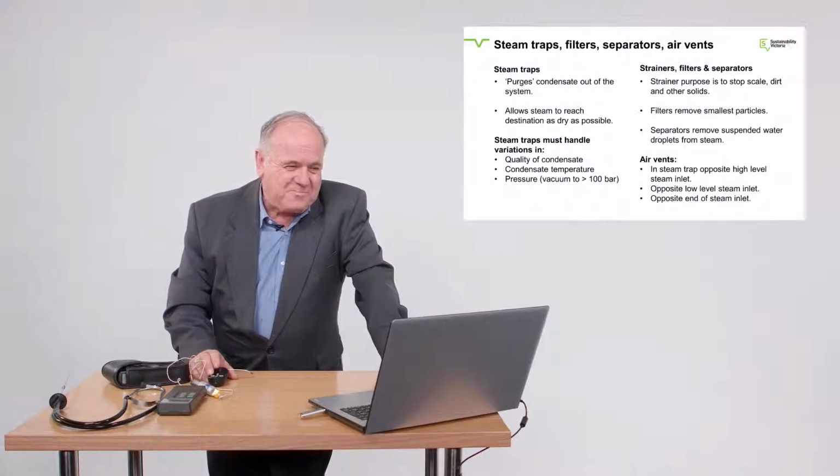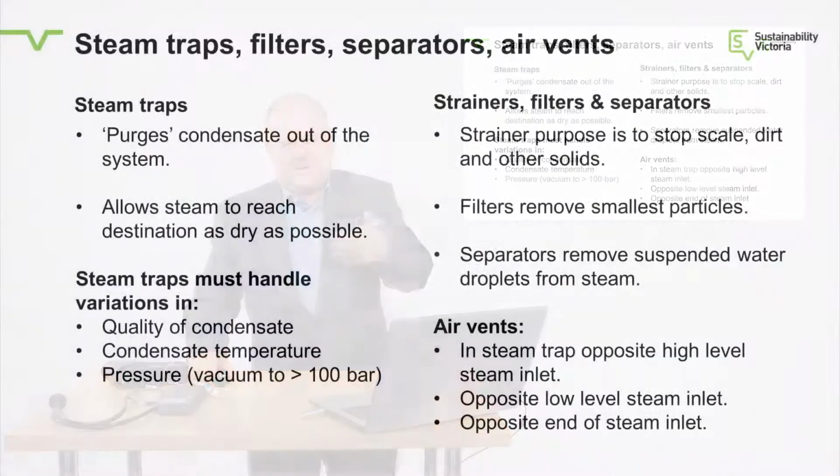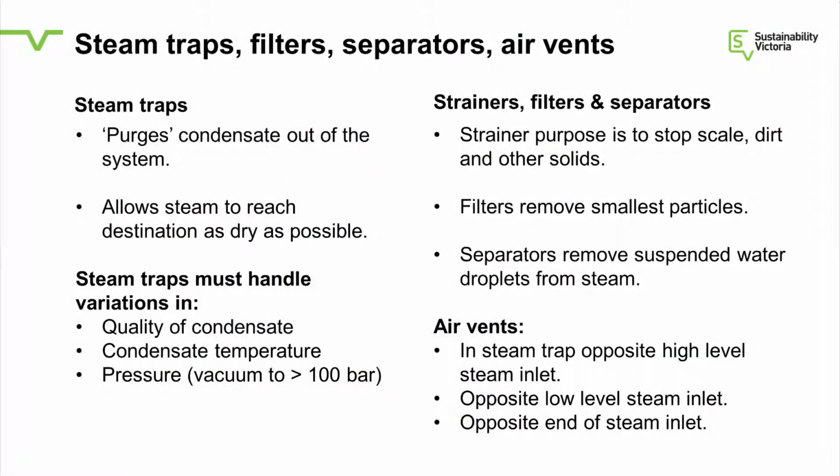Okay. Steam traps. As I said before, they purge condensate out of the system, but keep the steam at the heat exchanger. It allows steam to reach its destination as dry as possible, because it gets rid of the condensate. Steam traps must handle variations in the quality of condensate, the condensate temperature and the pressure. So they have to be a pretty smart little beast, and they are. They've been around for many years, with different designs of steam traps and different steam trap companies, and a lot of good work has been done there.